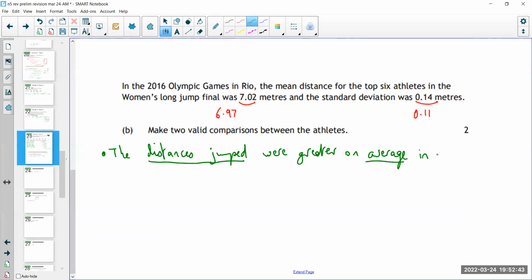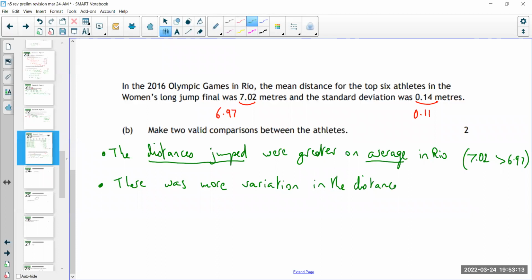In Rio, because in Rio, they were jumping 7.02 compared to 6.97. And the second statement to get your second mark, there was more variation in Rio. In the distances jumped in Rio. Again, because 0.14.